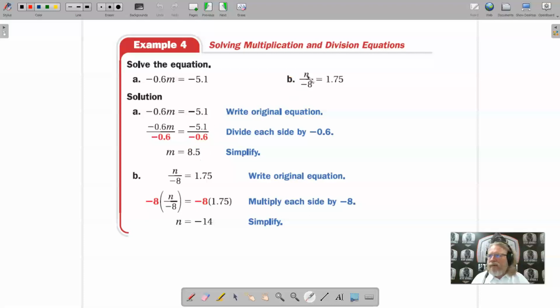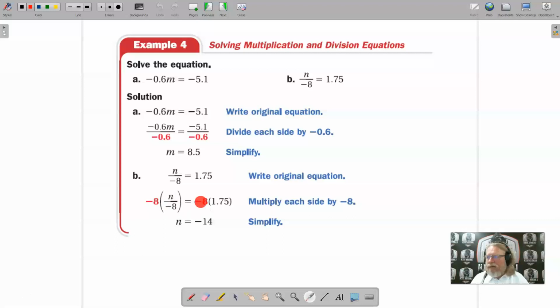On the second example, we have n over negative 8 equals 1.75. Or that is to say, n divided by negative 8 equals 1.75. So the negative 8 is tied to the n through division. The opposite operation is multiplication. So we're going to multiply by the very number we wish to get rid of, which is negative 8. So we have negative 8 times the quantity of n divided by negative 8.